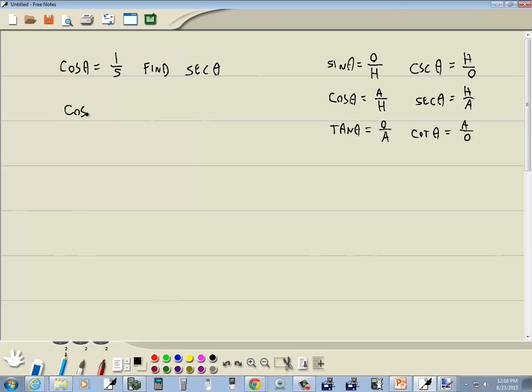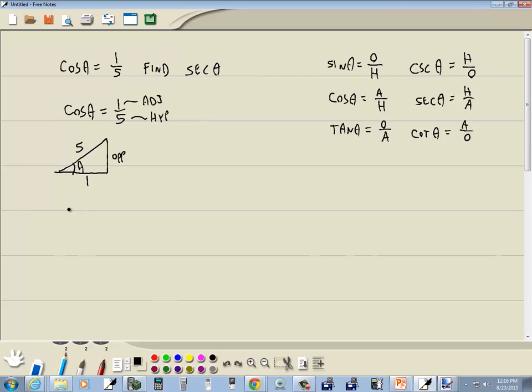Now they give us that cosine theta is equal to 1/5. So basically they're giving us adjacent over hypotenuse. So this is the adjacent, and this is the hypotenuse. Now normally, I may go through the steps just so you see an additional example of it, but normally we need to find all of our pieces. So the piece that's missing is the opposite. Here's theta, and here's the opposite side. Adjacent is 1, and hypotenuse is 5.